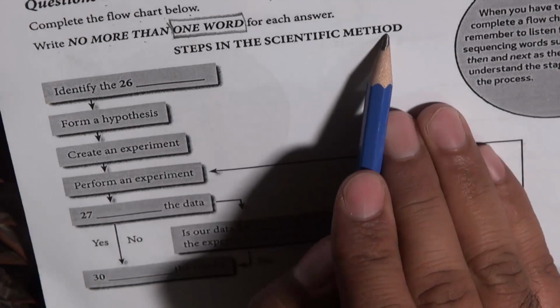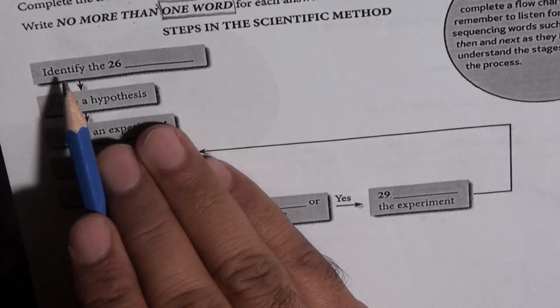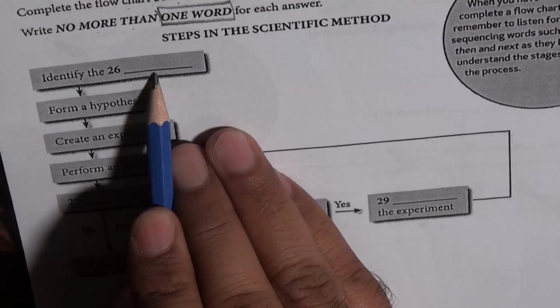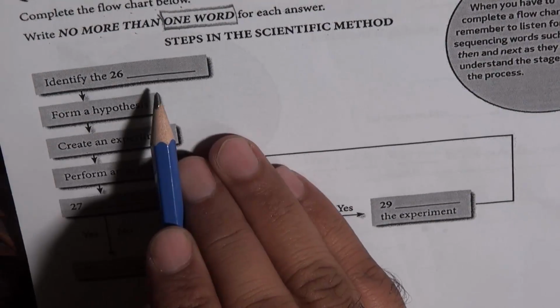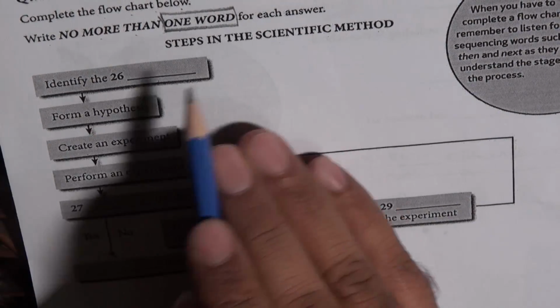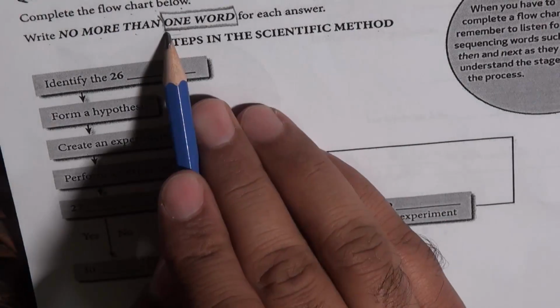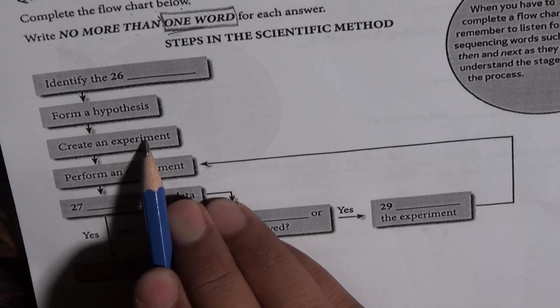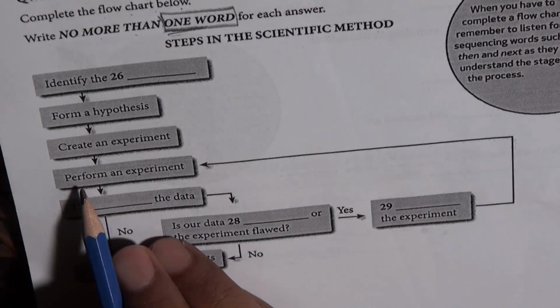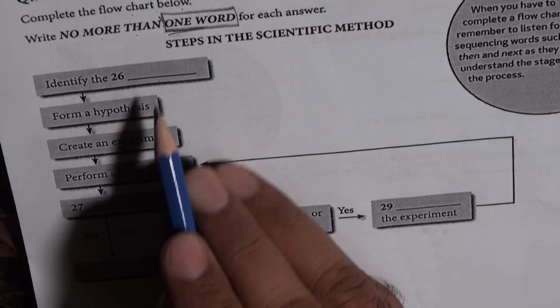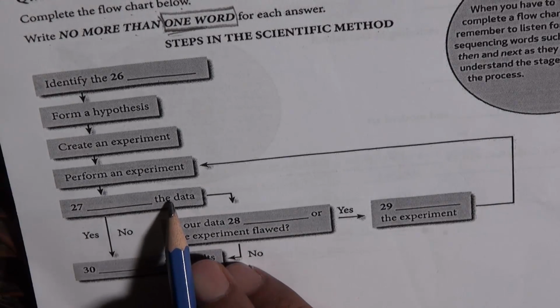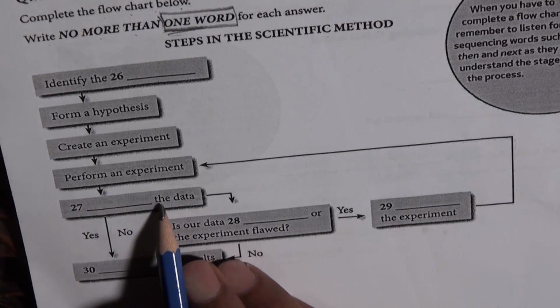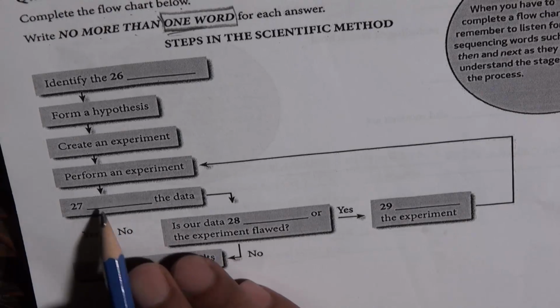Steps in the scientific method. Now what are the steps? Identify the dash. It can be identify the problem, identify the situation, identify something, and 1 word only. Form a hypothesis, create an experiment. You got to go on with the audio. Perform an experiment, and then 27 dash the data. It is something about the data, right? So you got to see what it is.